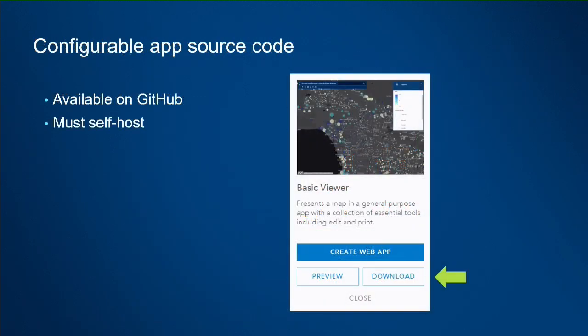For all of the configurable apps, source code is available. Just click the download button, and you'll find the source code on GitHub along with some additional information. One thing to keep in mind, though, is that if you're doing this, or doing this on behalf of your clients, you have to self-host this somewhere. So they have to have their own servers, or you have to find your own mechanism for hosting the application.